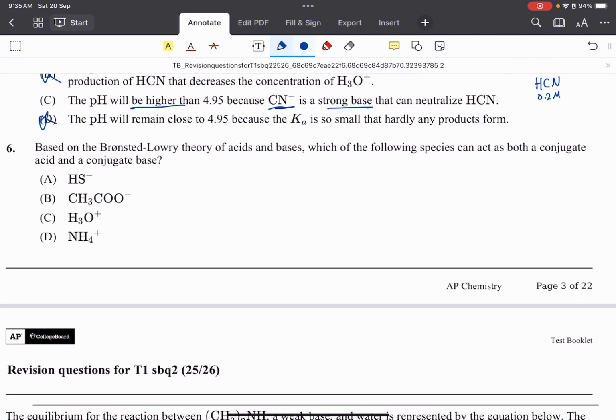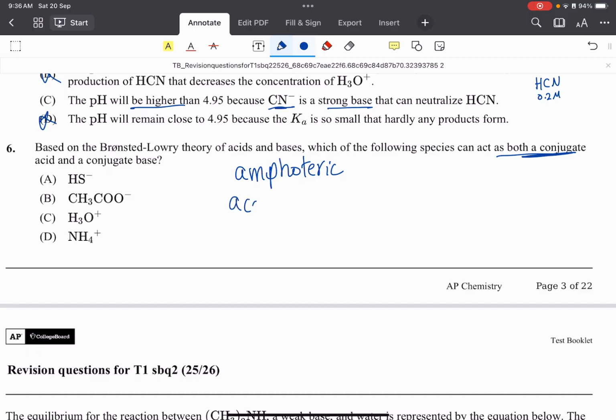Let's continue. Based on the Bronsted-Lowry theory of acids and bases, which of the following species can act as both conjugate acid and conjugate base? They are talking about the amphoteric substances, the substance that can accept a proton and also donate a proton. So you must select the substance that can have one more or have one less.